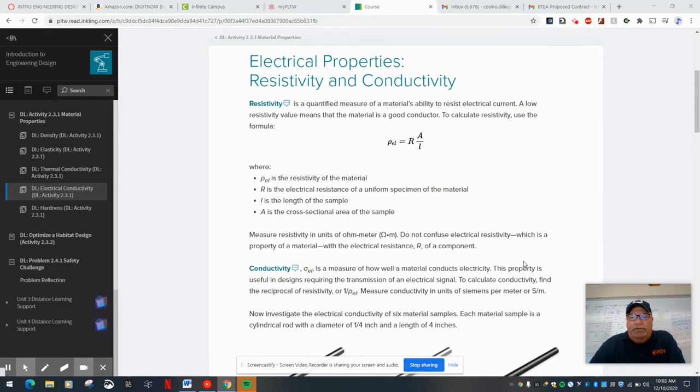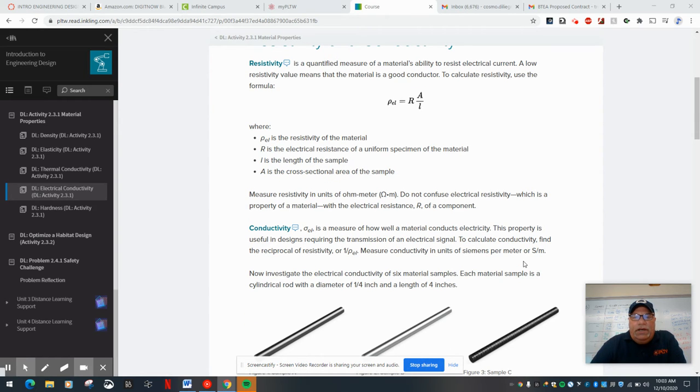To calculate resistivity, use the formula: rho is the resistivity of the material, R is the electrical resistance of a uniform specimen of a material, L is the length of the sample, and A, of course, is the cross-sectional area of that sample. So we measure resistivity in units of ohm meters.